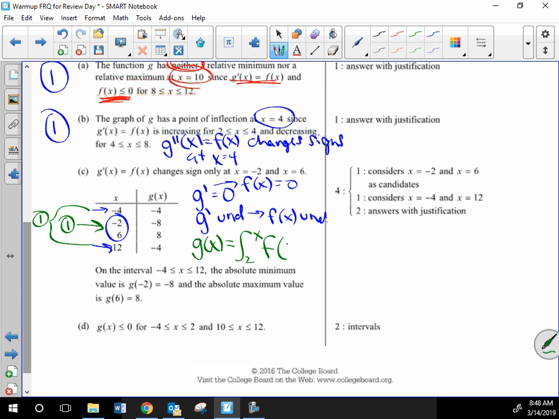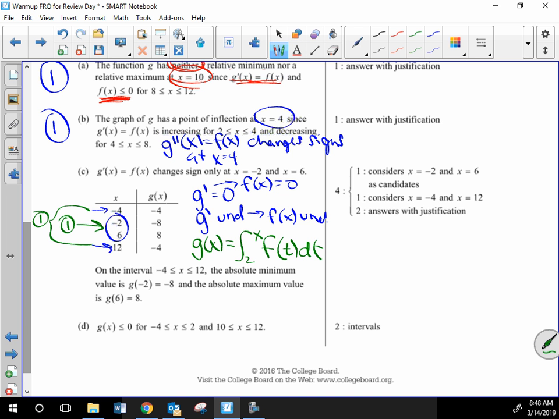So all you're doing is actually finding that integral for each of these. So when I go do my integral, I'm going from 2 to -4, from 2 to -2, from 2 to 6, from 2 to 12. So you just find your integral for each of those, adding your areas together.